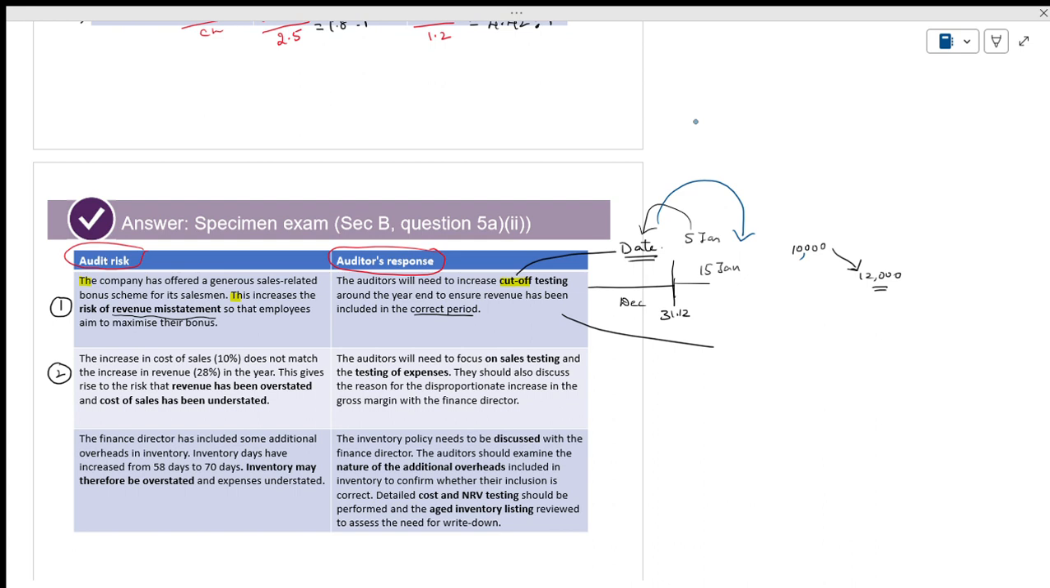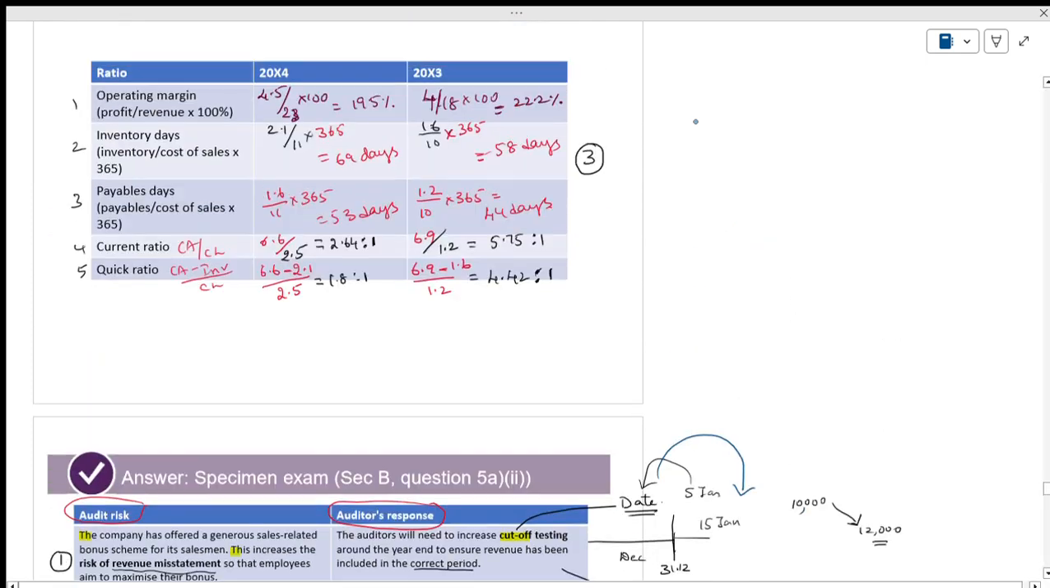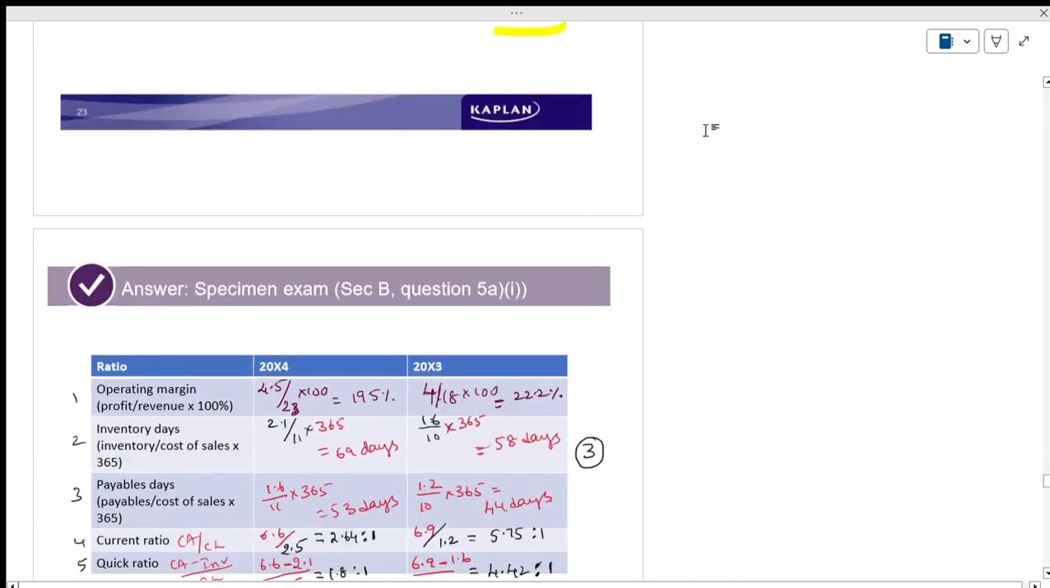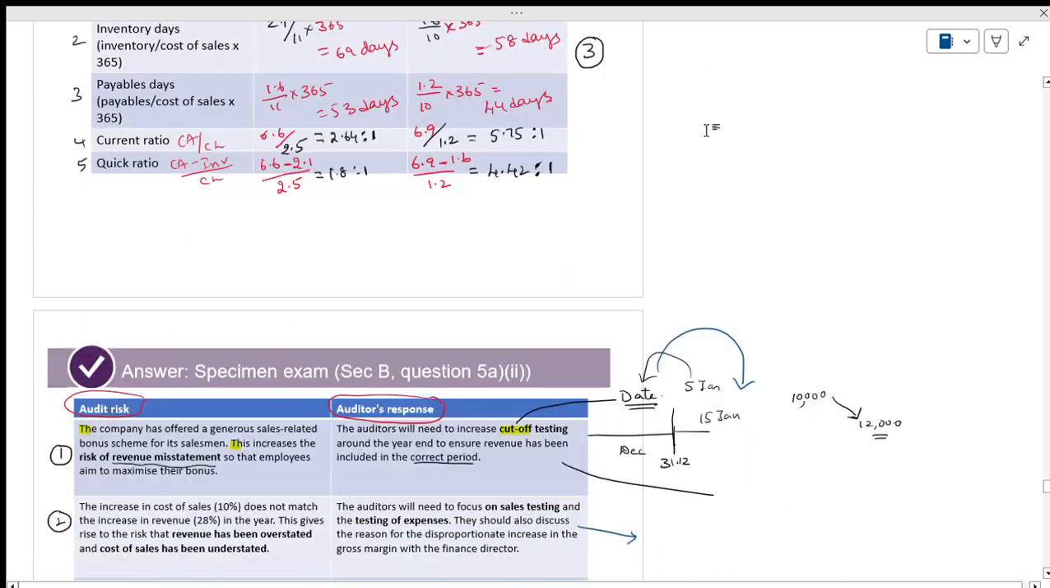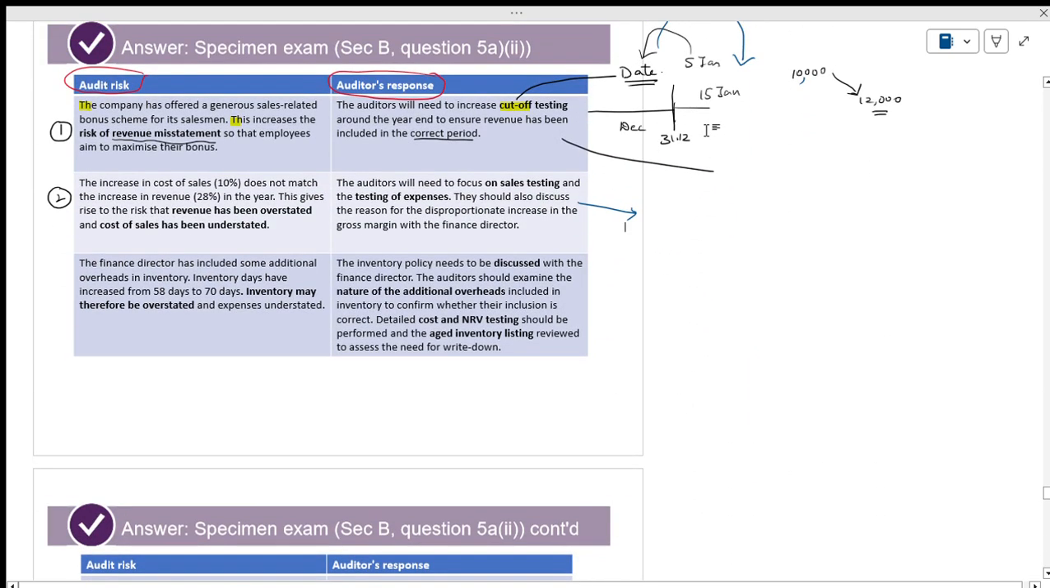Okay, next. The cost of sales increased by 10%. Now we have not done this. Now, what is the cost of sales? How much is the cost of sales? Cost of sales is 10 and 11. See how they have calculated. Cost of sales is 10 and 11.